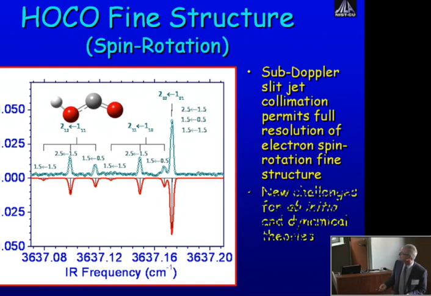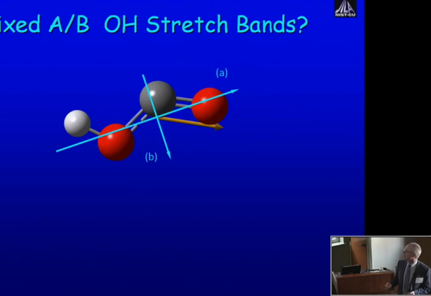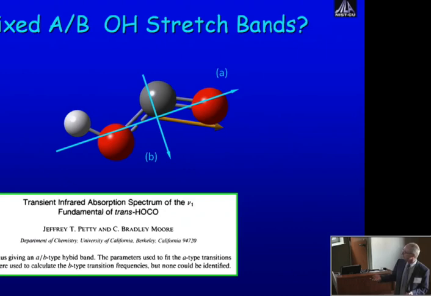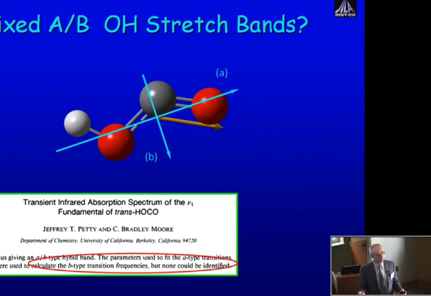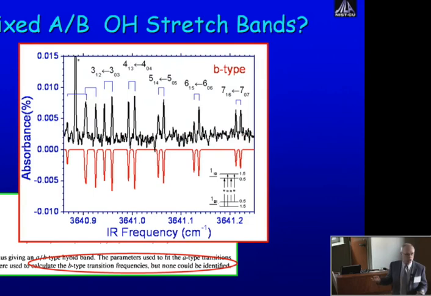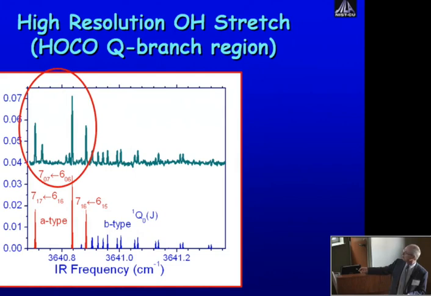So these are challenges for ab initio dynamical theories to look at. There's a small point of interest, and that is we're exciting the OH stretch here. Here are the inertial axes in HOCO, as they call it, and you would expect that there would be B-type as well as A-type bands. When Brad Moore did this, they looked explicitly for these B-type bands, and it was just too hard under room temperature conditions. But under our conditions, they stand out incredibly. Here are A-type transitions, and here are B-type transitions, and they're just there completely along for the ride.